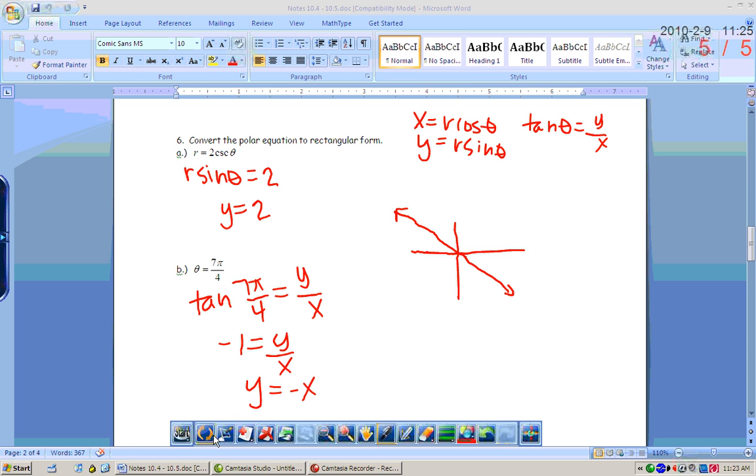All right, last thing we're talking about are points of intersection of polar graphs.